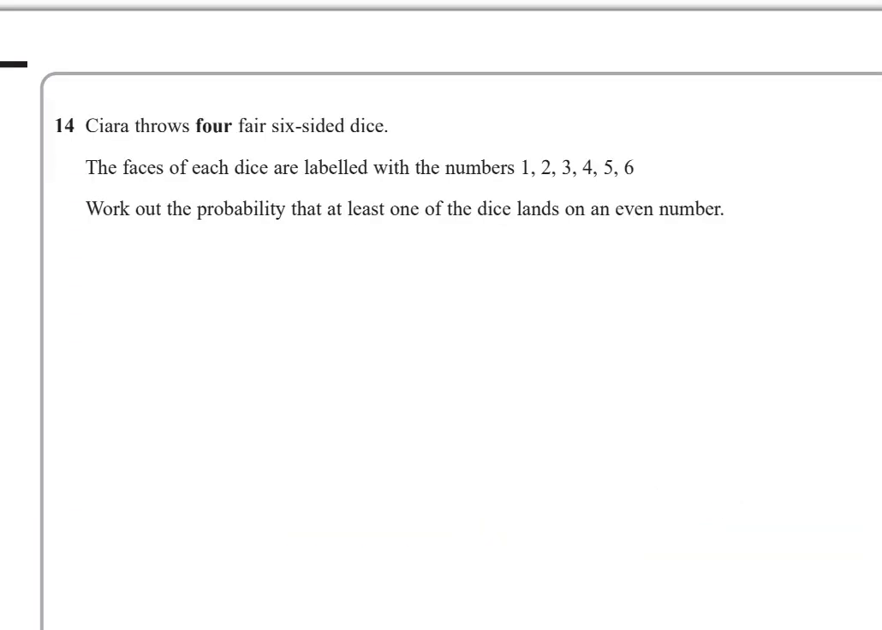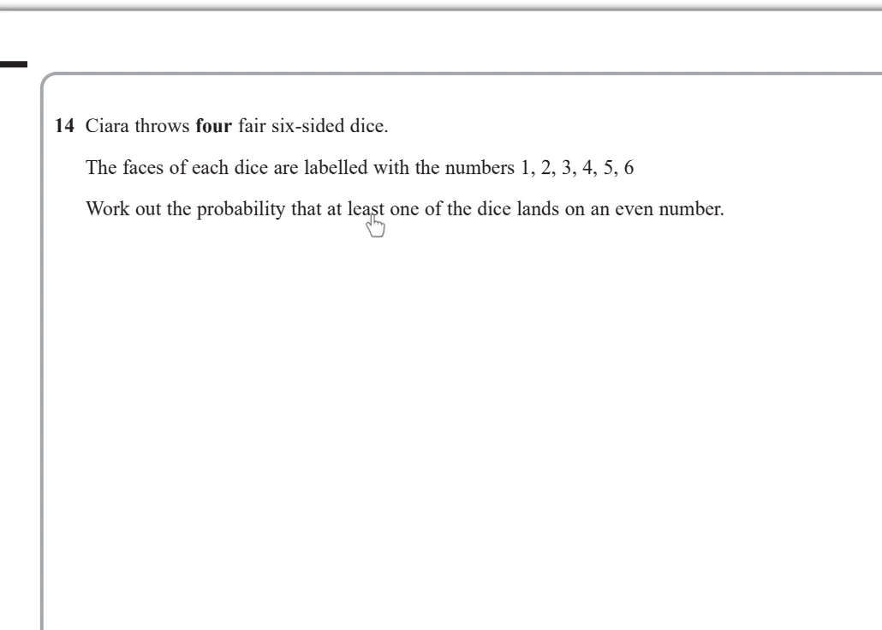Number 14, Sierra throws 4 fair 6-sided dice. The faces of each dice are labeled with the numbers 1, 2, 3, 4, 5, 6. Work out the probability that at least one of the dice lands on an even number. At least one lands on an even number. This means 1 or 2 or 3 or 4.